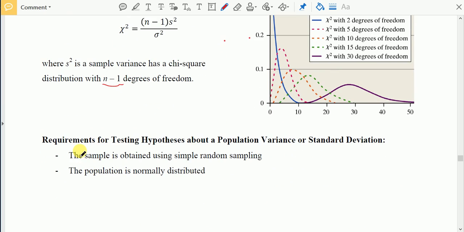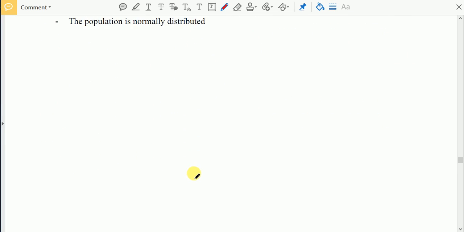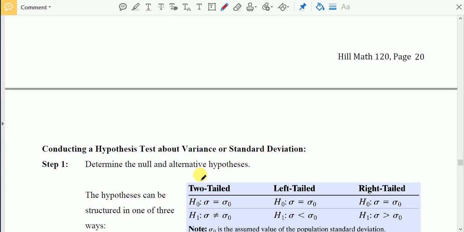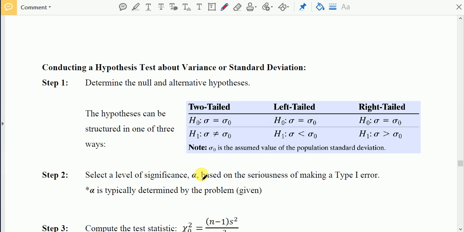Now the requirements for testing a hypothesis about the variance or standard deviation are that the sample must be obtained using simple random sampling, and it is normally distributed. Okay, two conditions. This is easy, much simpler compared to the last two sections.